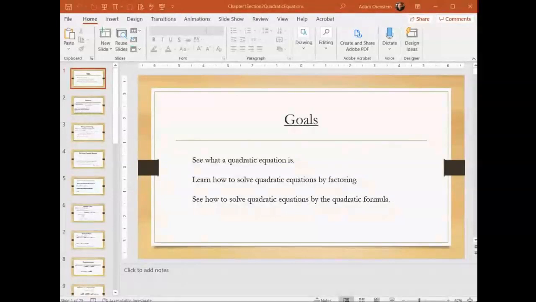Okay, so basically, this is what we're going to go into next time. What we're going to see is what quadratic equations are. We're also going to see how to solve them. And there's different ways of solving them. For time consideration, I'm only going to focus on factoring and the quadratic formula. That's what I'm going to focus on.